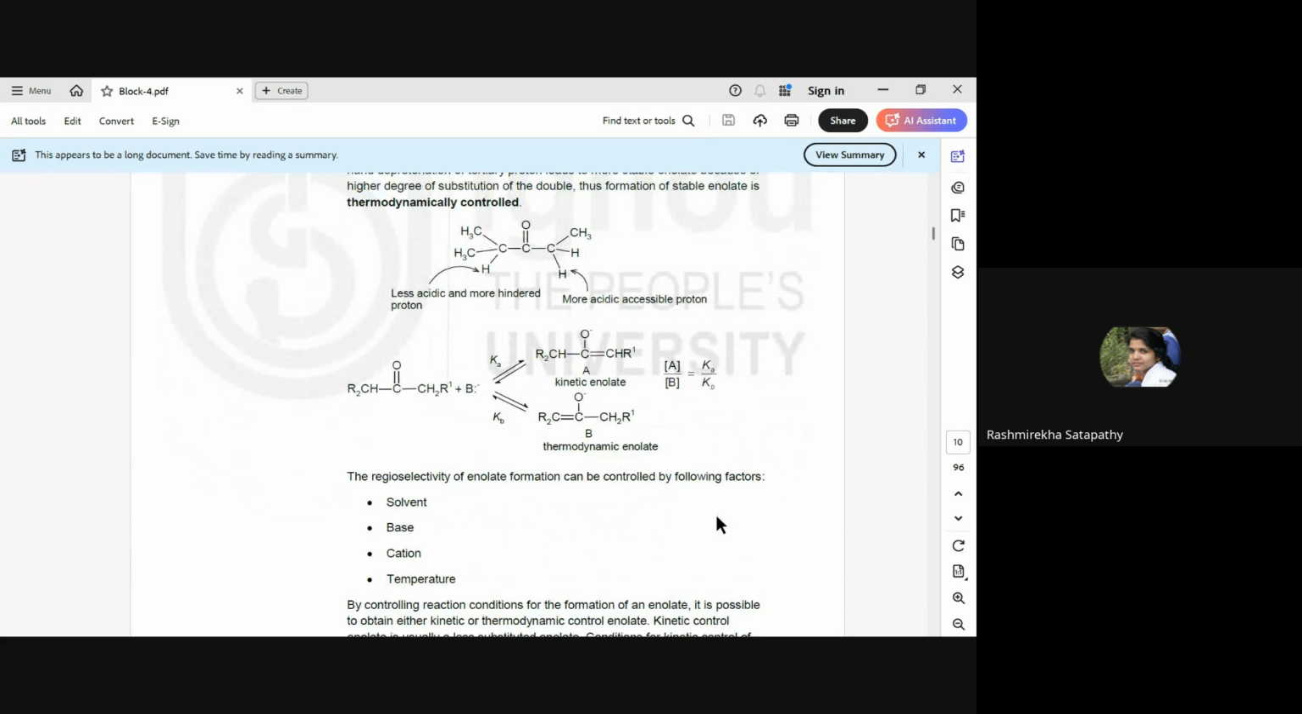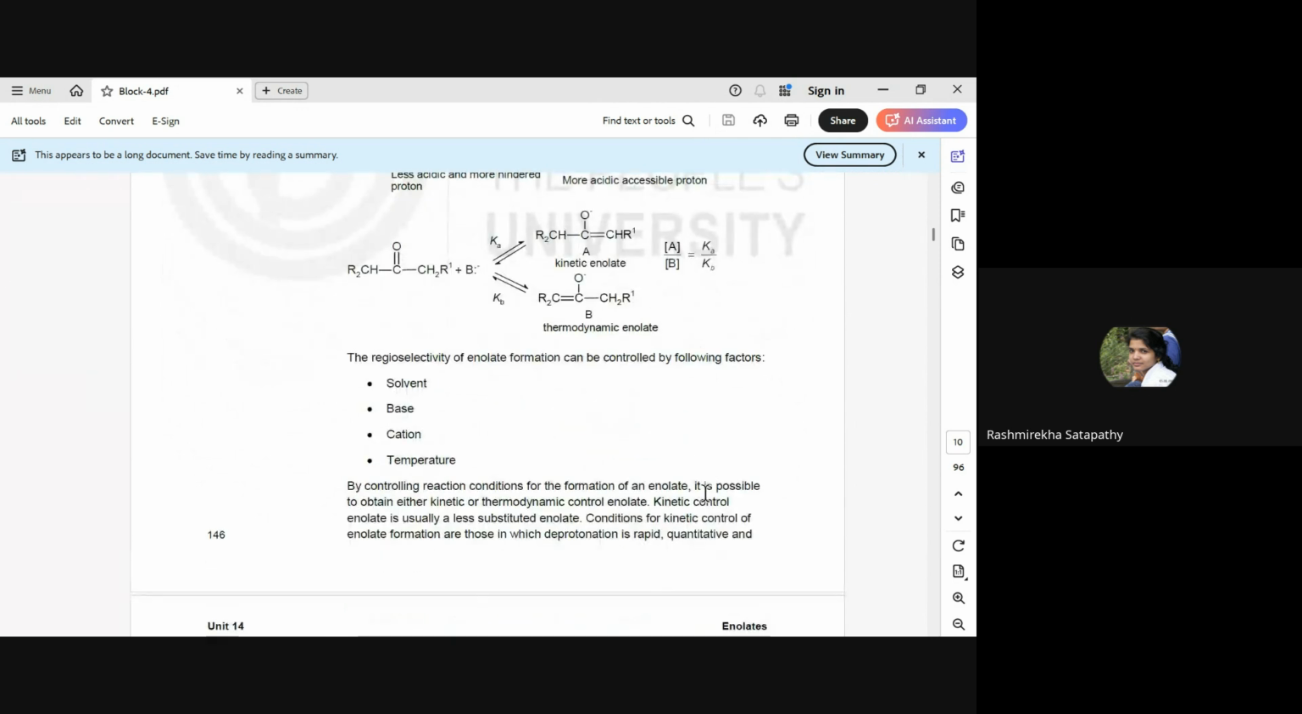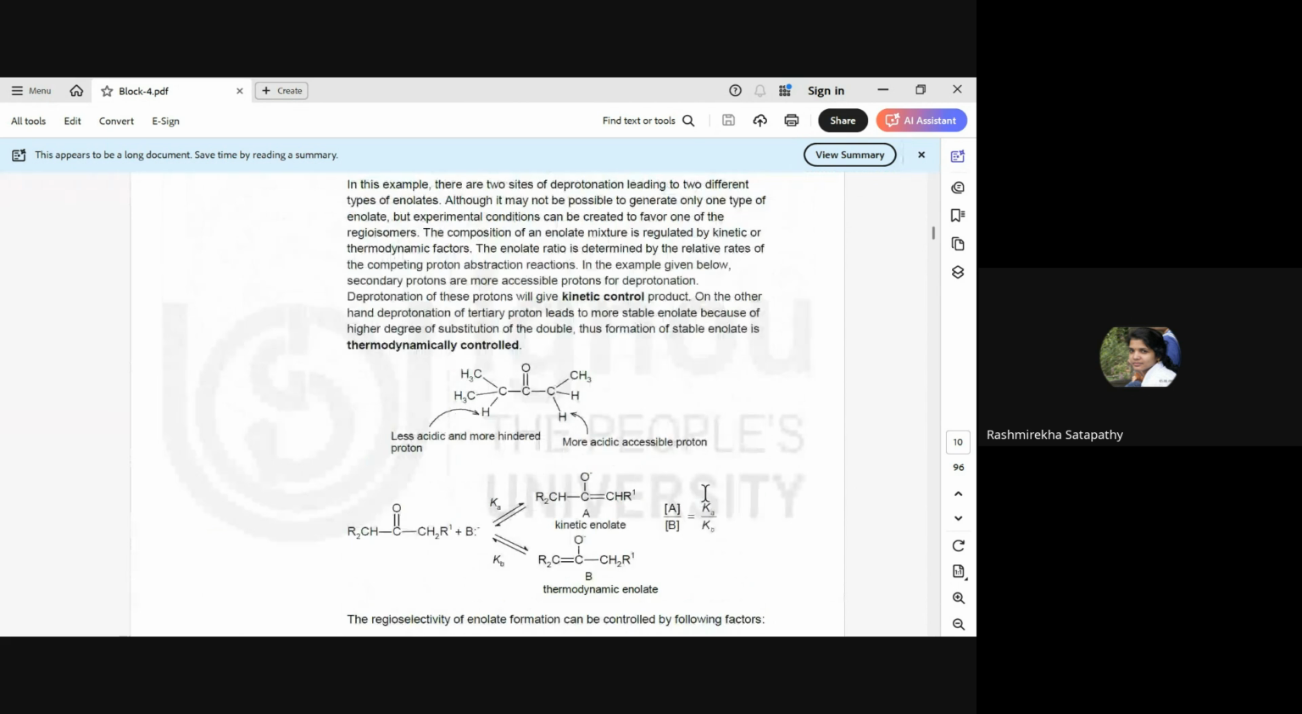The regioselectivity of enolate formation can be controlled by solvent, base, cation, and temperature. On the other hand, deprotonation of the tertiary proton leads to a more stable enolate because of the higher degree of substitution. Formation of the stable enolate is thermodynamically controlled. This is the stable enolate.